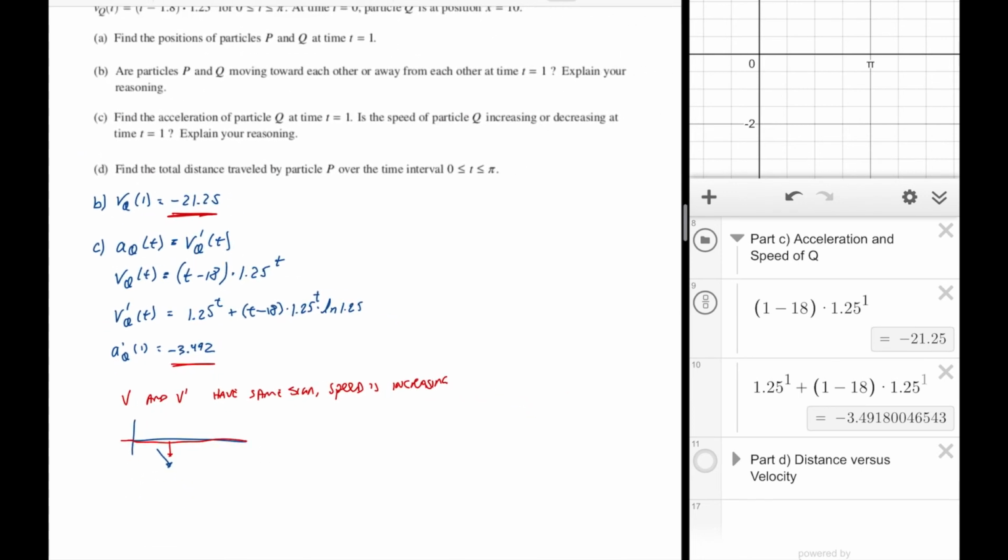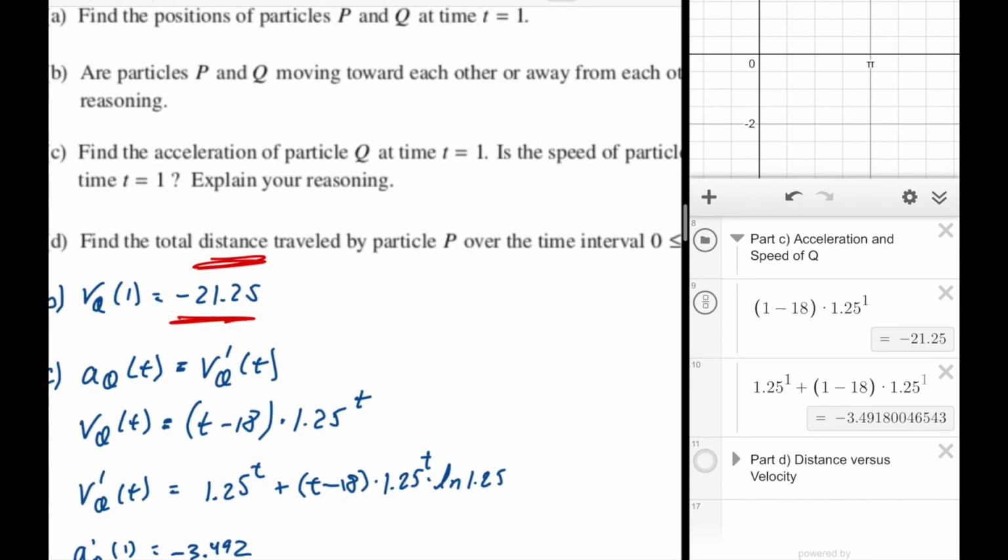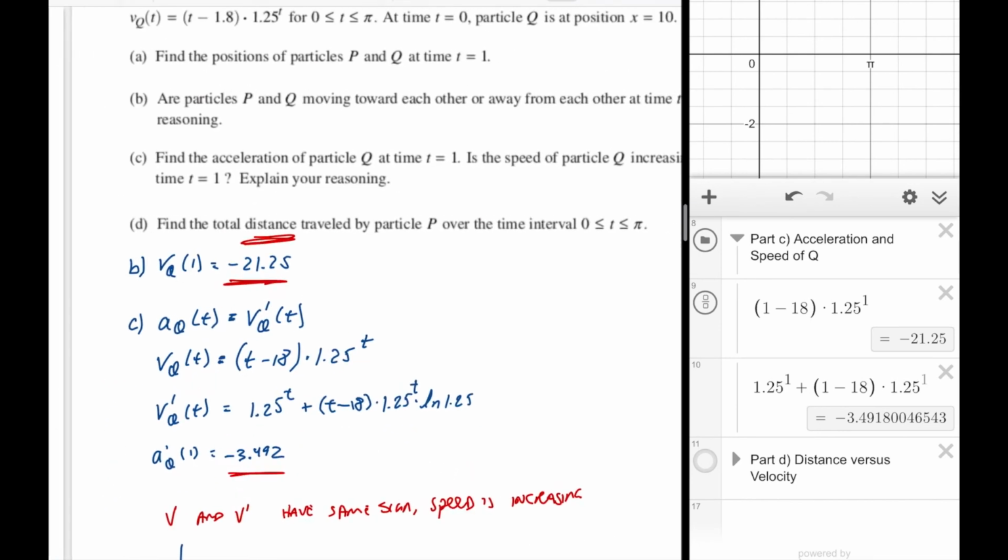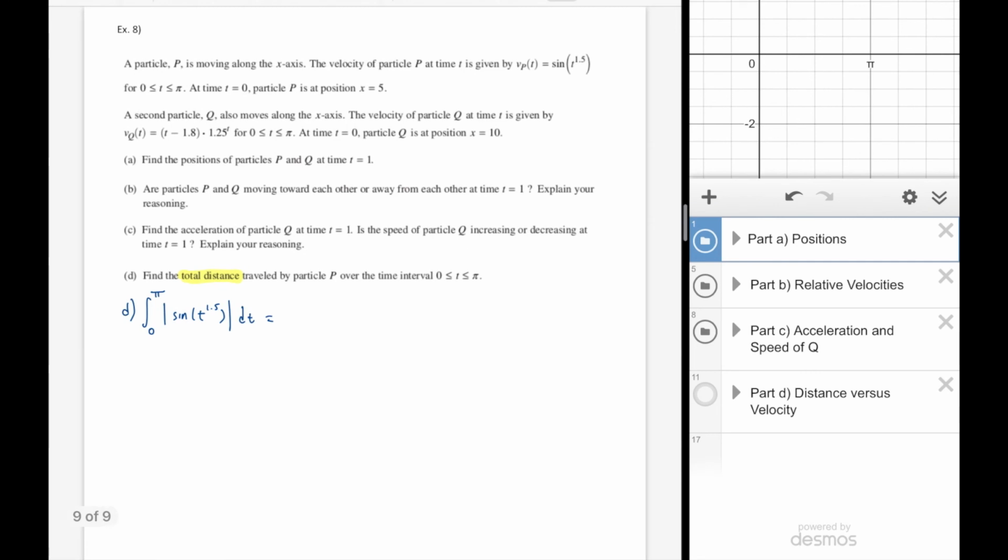And lastly, let's see part D. Find the total distance traveled by particle P over the time interval 0 to pi. Now, total distance, well, the integral tells us our displacement. So we're going to need an integral, and that's going to then find our displacement. Now, total distance is all the positive.